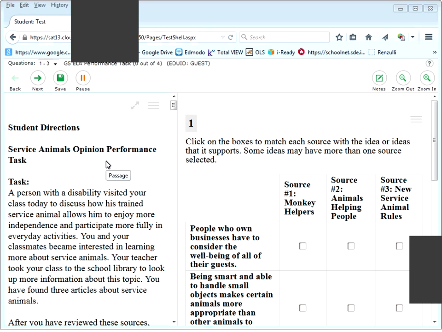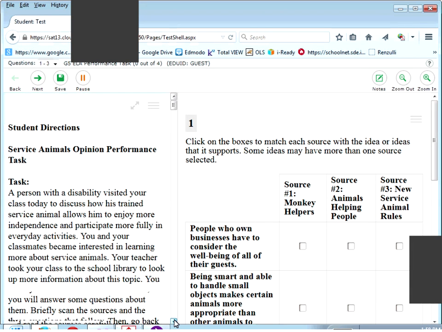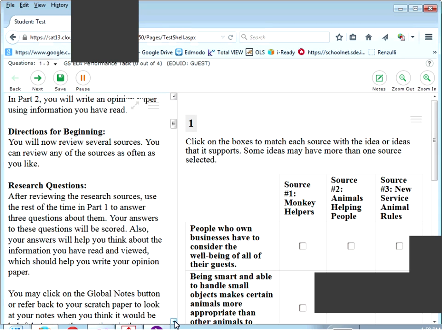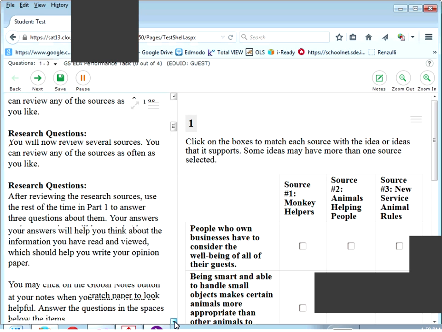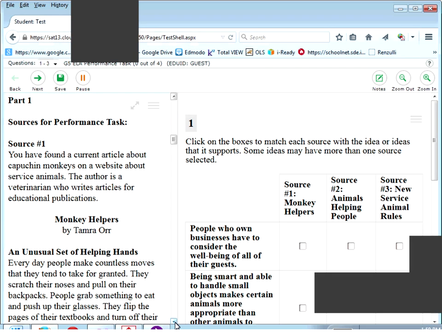So if you look here at the student directions, it starts off with the task, and if I were to scroll down and look at this story, I'll try not to go too fast so that the streaming isn't just blurred for you guys. But it starts off with talking about the directions for beginning and then some research questions. And then if you continue scrolling down, it lists here my source number 1.